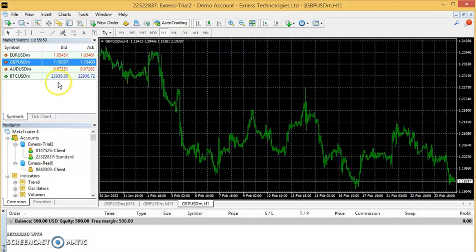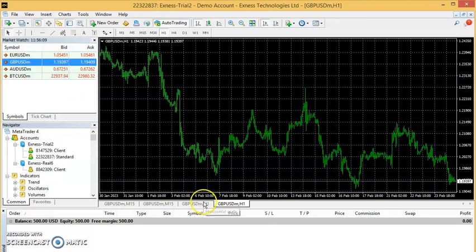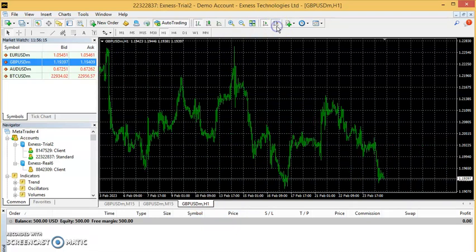So now if you want to open a chart, you right click, you go to the market watch. So let's say we are looking at GBP USD. I right click and then I click on chart window. So now when you click on chart window, you have it opened. Now personally, I don't like the default color it comes with. So I usually change mine.